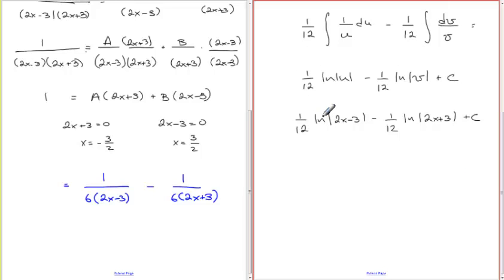We can use the properties of logarithms where, because we have a negative sign here, we can factor out the 1/12. So we have 1/12, and this would end up being the natural log of the absolute value of 2x minus 3 divided by 2x plus 3, all added to our arbitrary constant c.